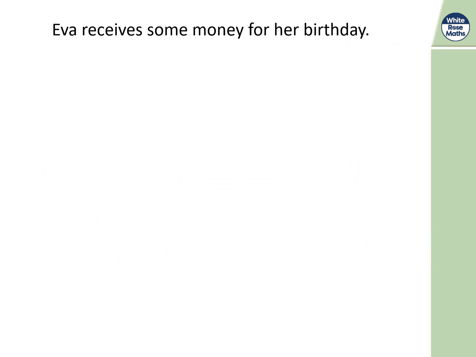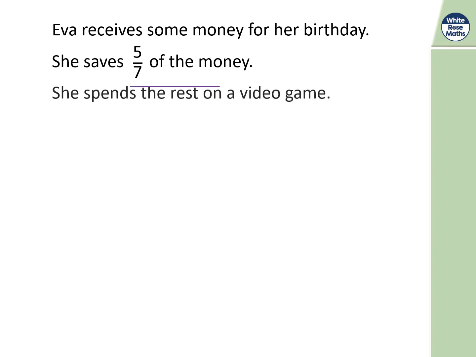Okay, Eva receives some money for her birthday. She saves 5/7 of the money. Okay, so we're going to be very careful. She spends the rest on a video game. So she spends 2/7 of her money, because 5/7 plus 2/7 is 7/7, which makes one whole.